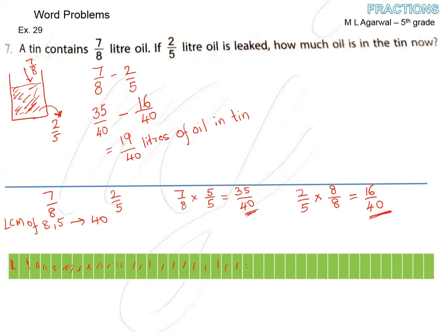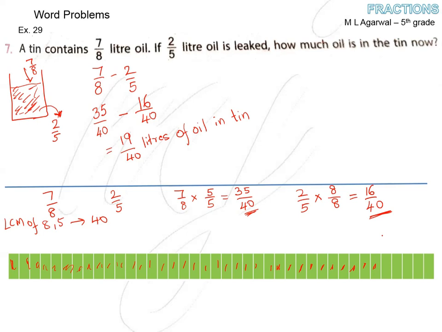And how much is here? 1, 2, 3, 4, 5. So till here I will color it. So this much oil is there in the tin out of the 40 parts. 35. Correct? 5 is remaining. So this total is 35.